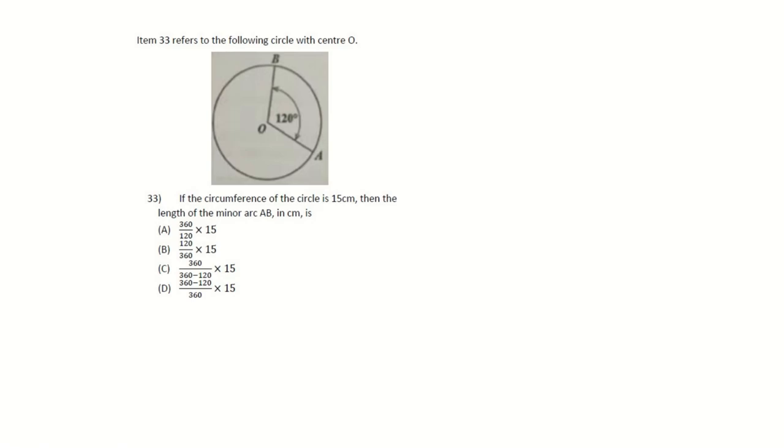Item 33 refers to the following circle with a center O. If the circumference of the circle is 15, then the length of the minor arc, with an angle of 120, would be 120 over 360 multiplied by the circumference of your circle, which is 1 over 3 multiplied by 15, which is B.